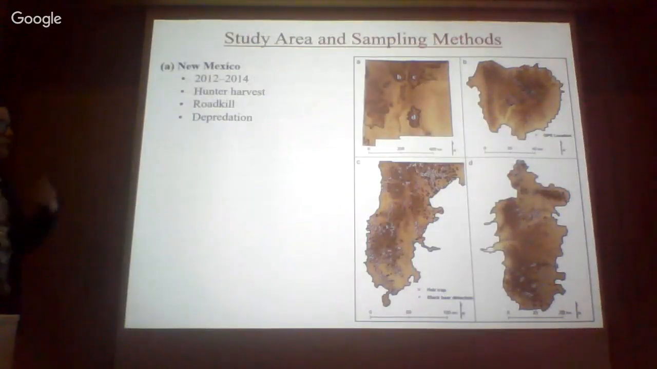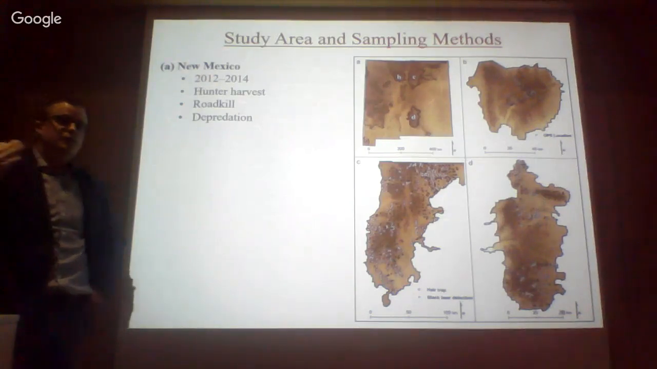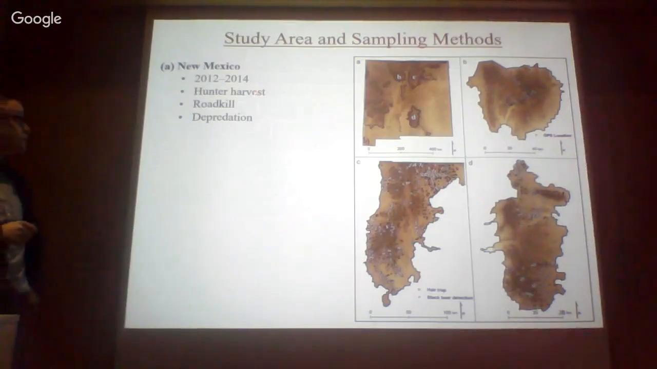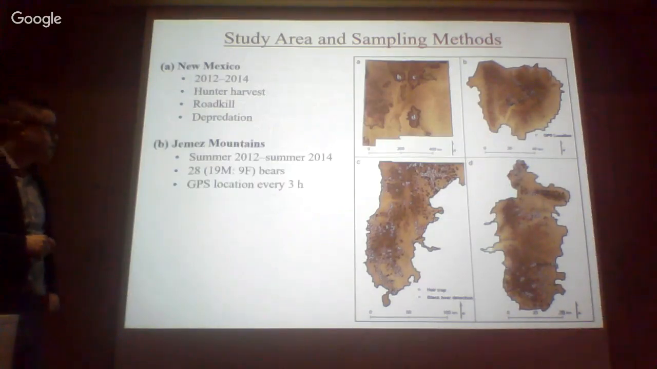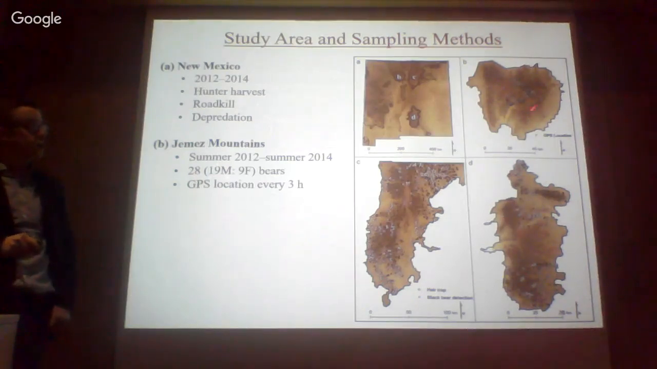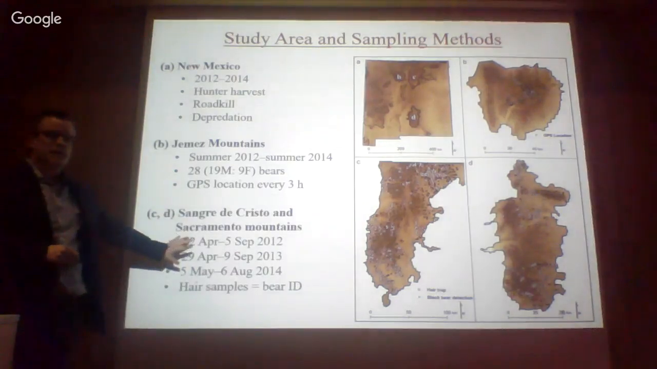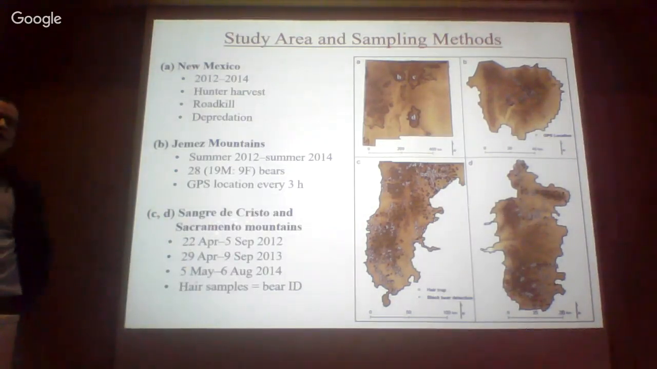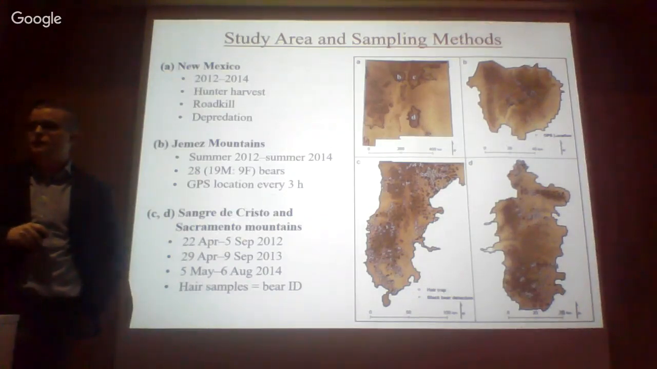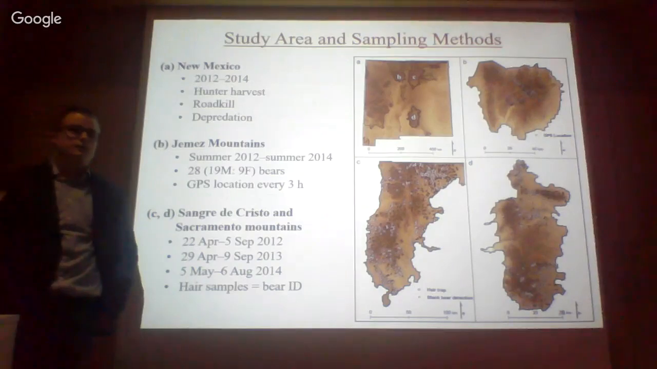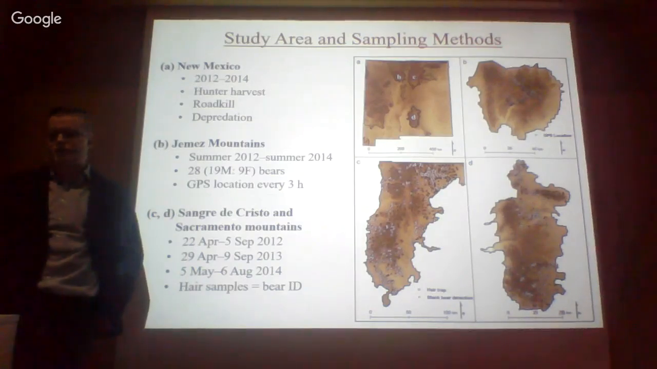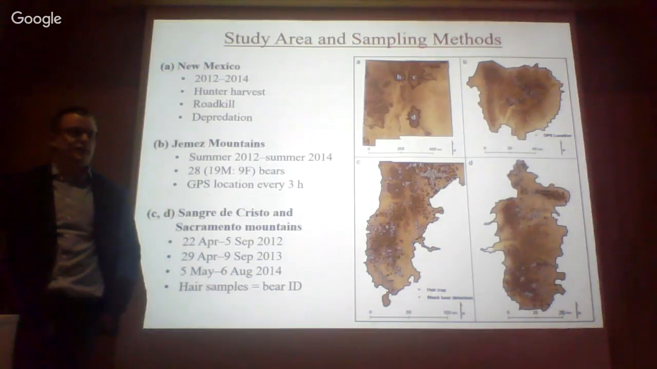So the data for this whole modeling effort was, first off, I had four study areas, three of them nested within New Mexico. The first, the state, is where we collected one of these validation data sets. We used mortality locations from hunter harvest, road kills, and depredations. Then we collected another validation set in the Jemez Mountains, where we had GPS-collared black bears across the mountain range. And last, the data that I collected for the habitat use was in the Sangre de Cristos and Sacramento. That's the data I collected in the first chapter, those hair samples. But the key difference is that in occupancy modeling, instead of needing the individual ID of the hair sample, now we just need to know whether or not the hair sample came from a black bear. So we're looking at presence-absence data.